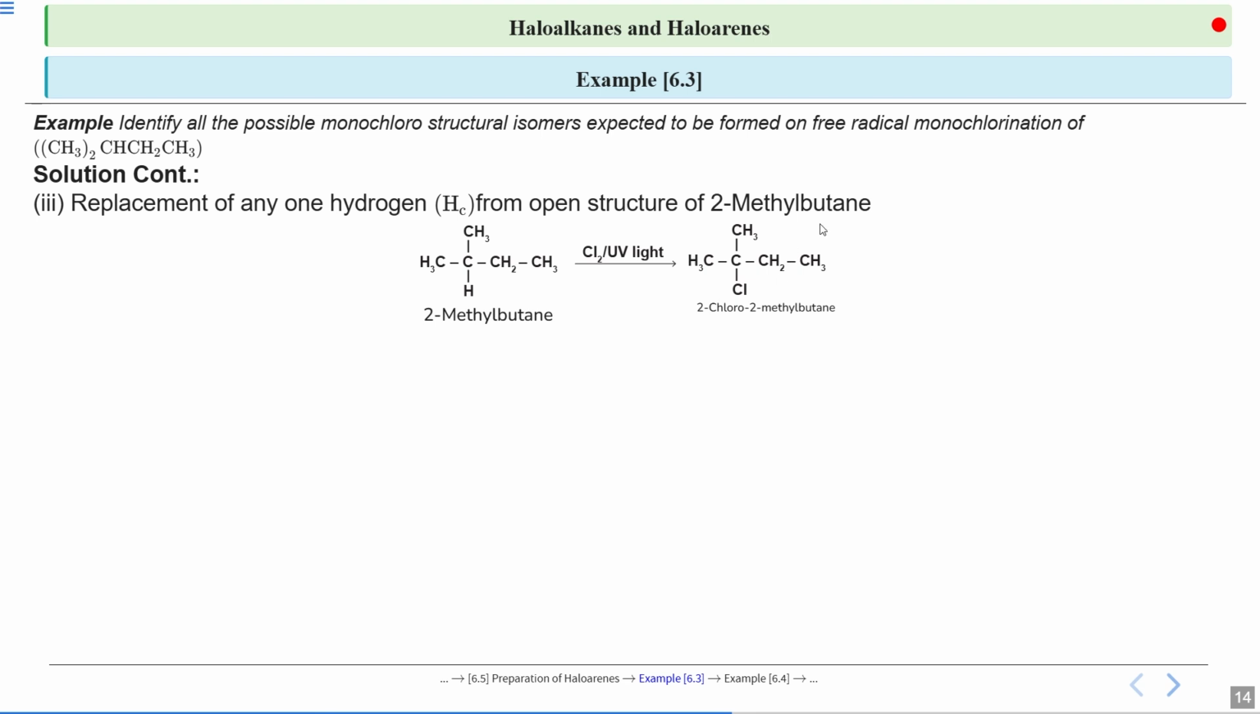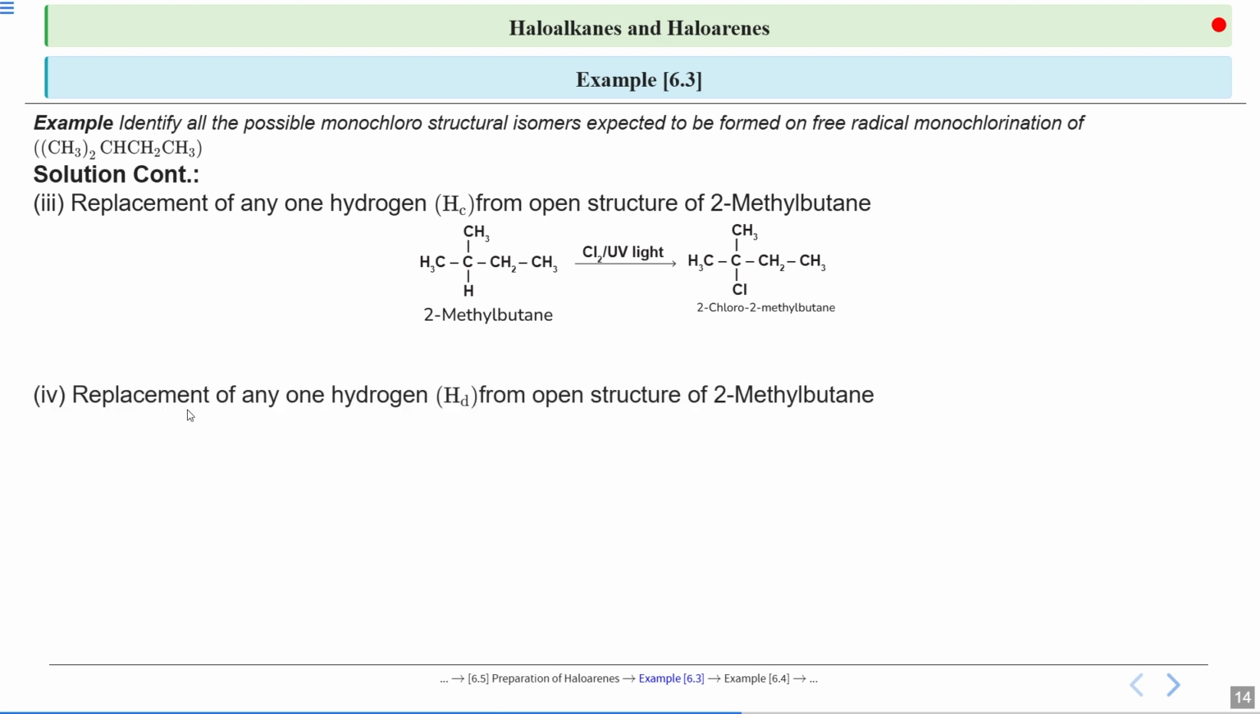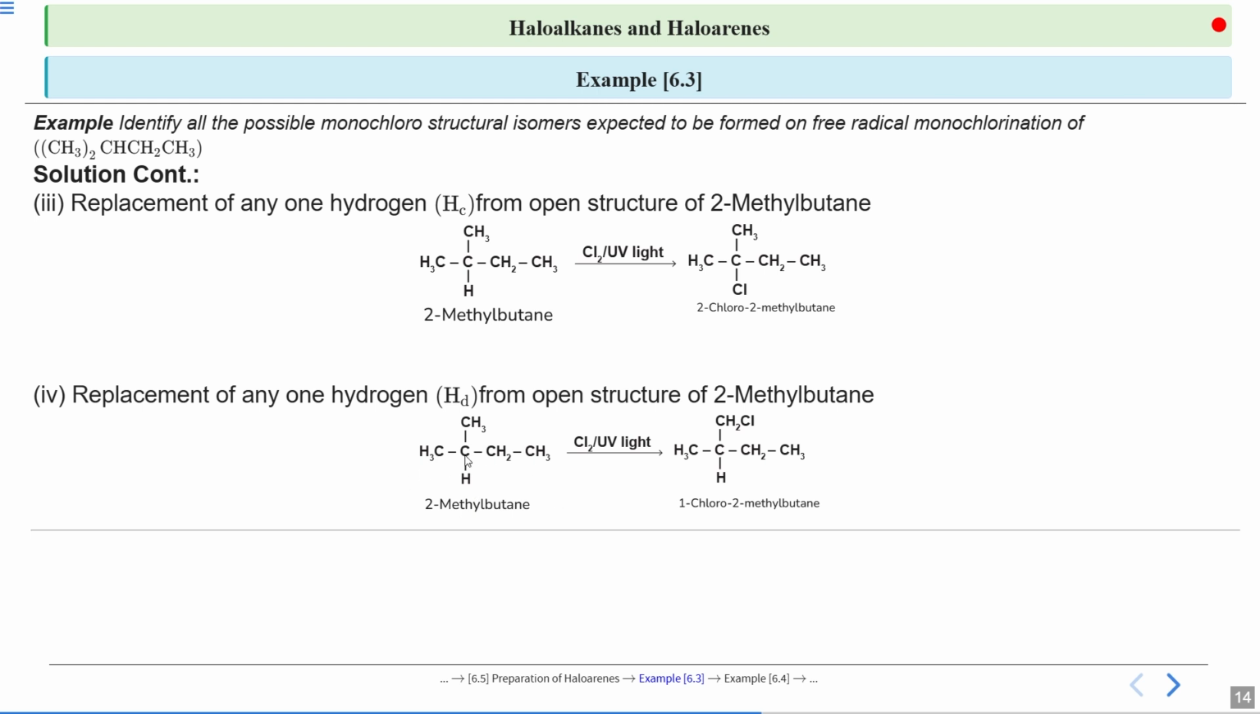So this is the third monochloro structural isomer of the product you will get after the monochlorination of 2-methyl-butane. Fourth case, replacement of any one hydrogen of HD type from the open structure of 2-methyl-butane. So you have this 2-methyl-butane, the HD was present in this CH3 also and this CH3 also. So HD type of hydrogen is removed. Let's say you are removing, from this CH3, the HD kind of hydrogen, one of the hydrogens is removed.